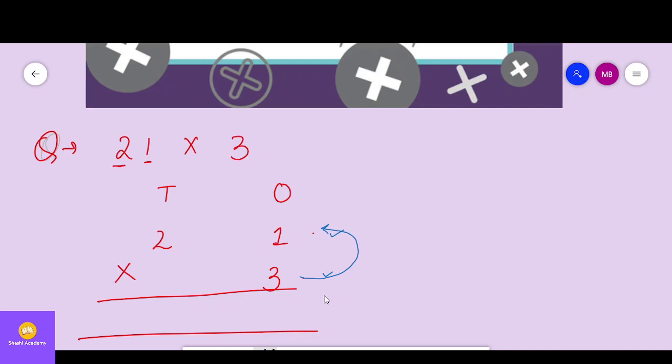So in the below row we only have one number, one digit, that is 3. So we will multiply 3 by 1 and then we will multiply 3 by 2 also. So we have to cover each and every number in the first row. So we will multiply: 3 ones are 3 and 3 twos are 6. So we get the answer as 63.